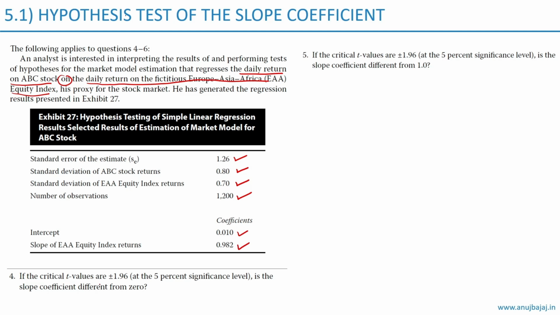If the critical t values are plus minus 1.96, then is the slope coefficient different from 0?